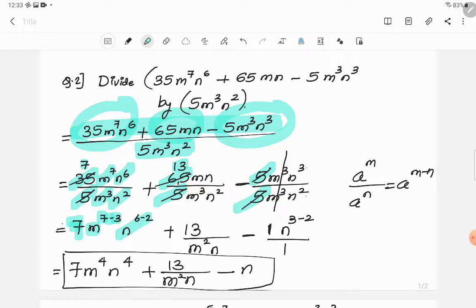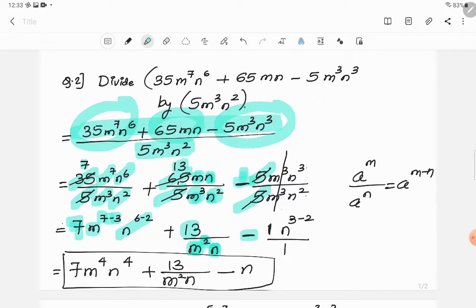Similarly, we write 13 in the numerator. See here now, this is m, this is n, and this is m cube and n square. So if I cancel 1m and 1n from the numerator and denominator, I would end up left with m square in the denominator and n in the denominator. Make sure that you write this m square and n in the denominator only. You cannot write it 13 m square n, otherwise it will be wrong. Then I'm continuing with this minus sign.